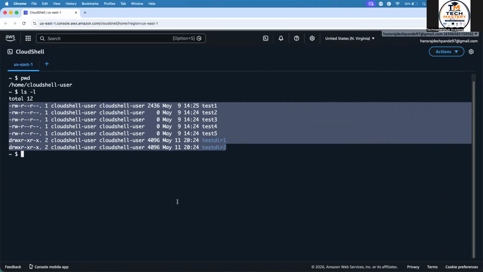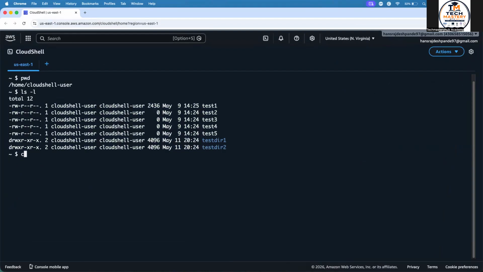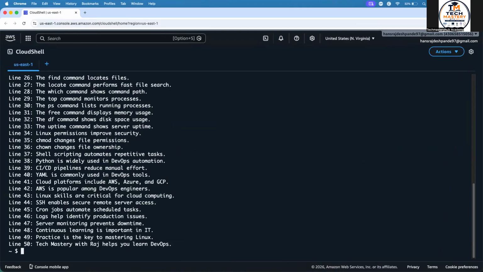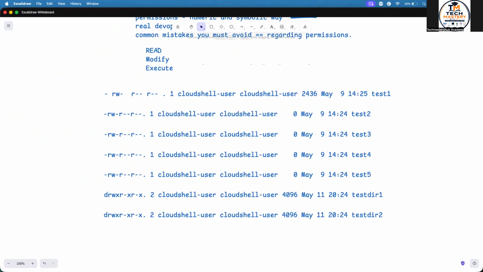Let me open. So cat test1, and you can see the content of the file. If you have read access, you can read what is inside the file, but you cannot modify it because you don't have write access. If you have write access, you can modify it. So the owner of this file can read and modify, but cannot execute, and group and others cannot modify, they can only read. Okay, so this is the authority.